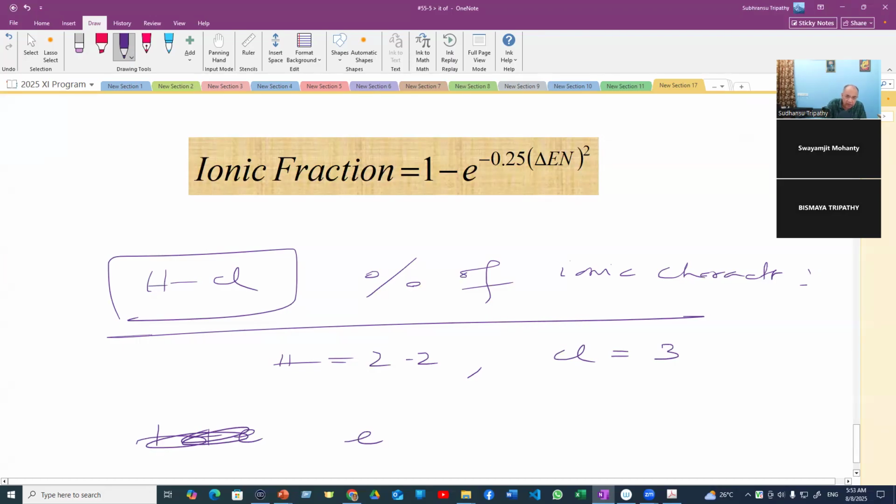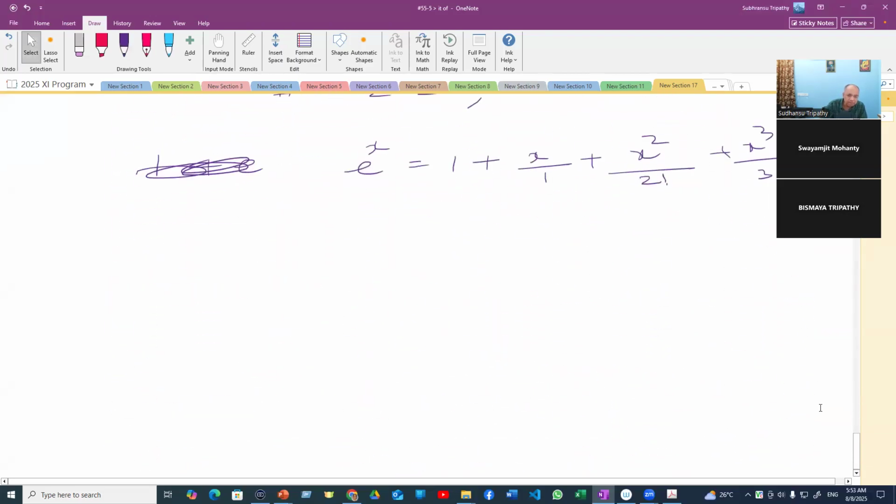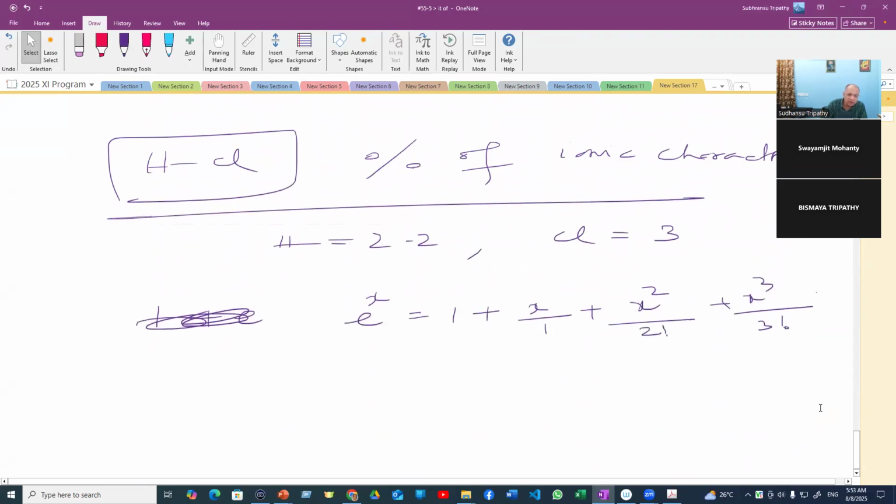How to get it: 1 plus e to the power x can be expressed as an infinite Taylor series: 1 plus x by 1 plus x square by factorial 2, x cube by factorial 3 and so on. We do not need so many terms.